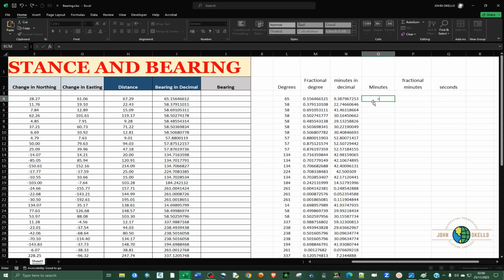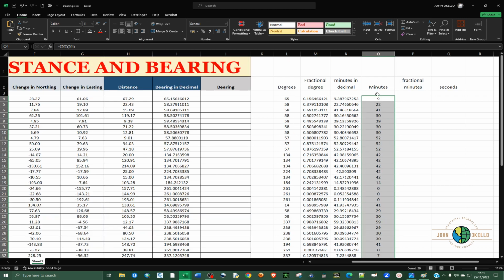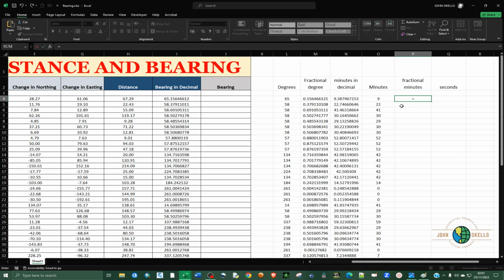So another formula equals int, the integer. We only want the integer of this value. Close the bracket and then click enter. We now have the minutes value. Now again, to get the fractional part, repeat the same process. Equals the minutes in decimal, subtract the minutes that we've just calculated, like that, and then double click.